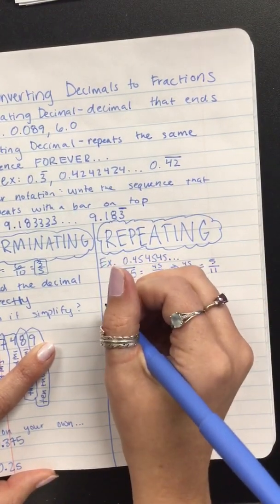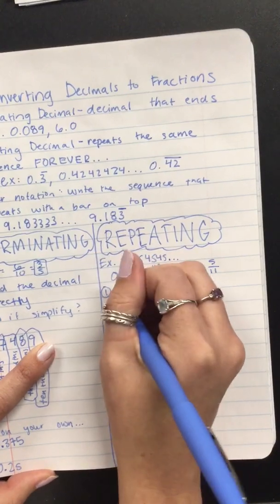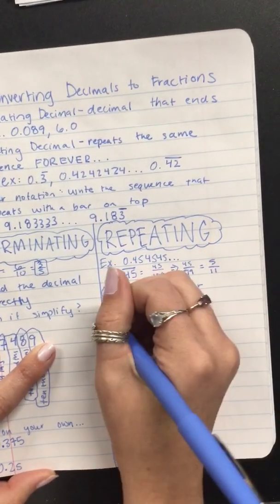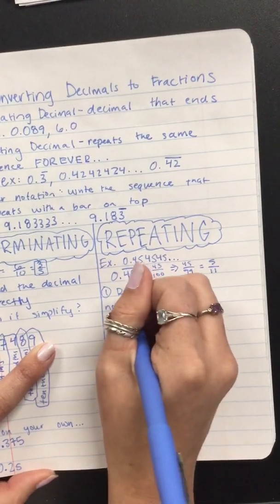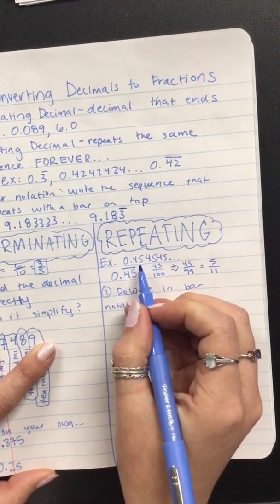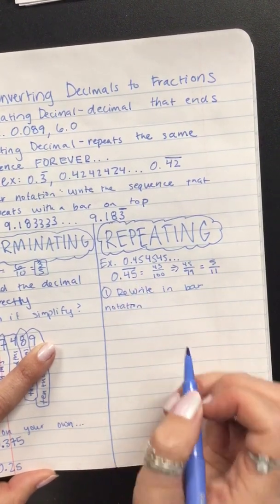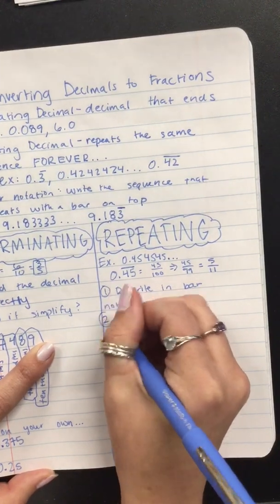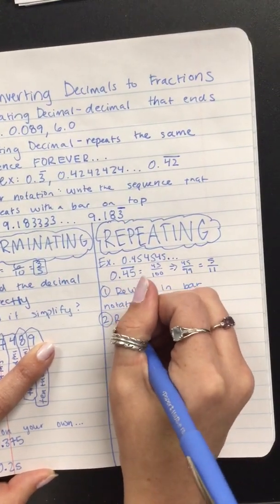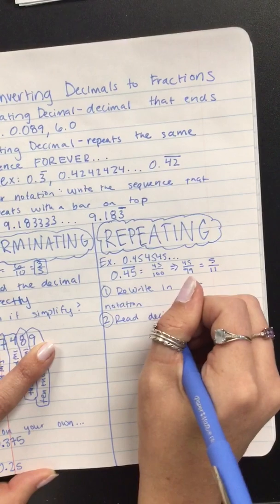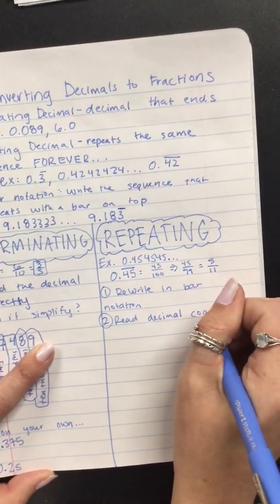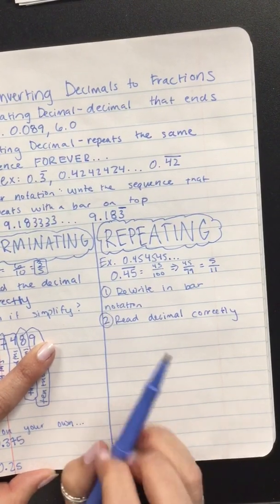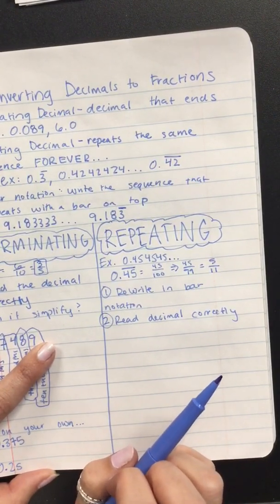So the first step here is to rewrite in bar notation. Remember, that means that I'm writing the two numbers that repeat with the line over it, so I don't have the numbers repeating. So rewrite in bar notation. Then number 2, read the decimal correctly. So that's again to the correct place. In this case, I have two numbers after, so it would be 100.